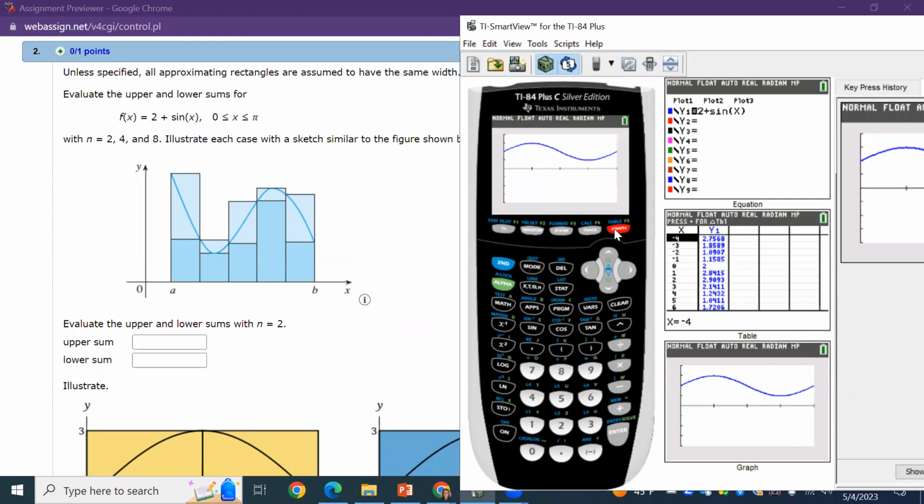I went ahead and put this in my graphing calculator as well because it's kind of funky. The problem is from 0 to pi, the graph is increasing and then decreasing. So we talked about how if it goes from increasing to decreasing on our interval, the left endpoint and the right endpoint, neither of them would be considered upper sums.